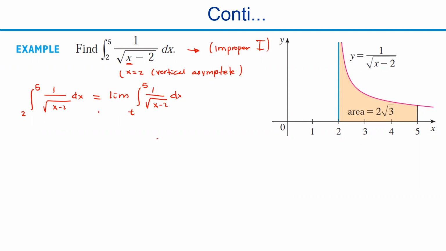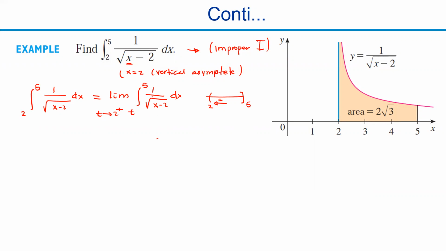So is t approaching 2 from the right or from the left? Just a simple technique: draw it. This is 2 and this one is 5. If you are approaching 2, you have only one side, that is the right side. Therefore, this must be t going to 2 from the right. So what is the integration of 1 over the square root of x minus 2?